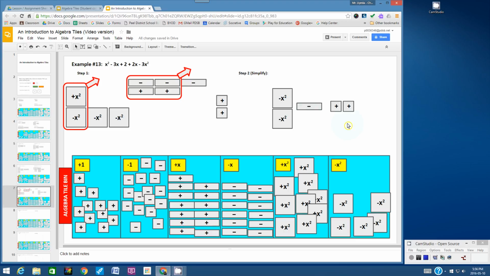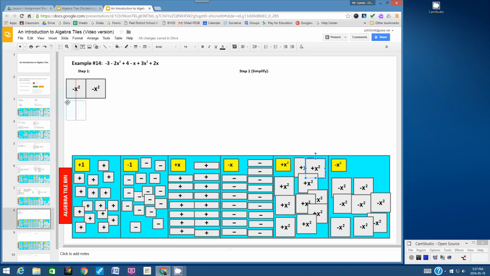Okay, so now that you know how to do that with step 2 with zero models, let's go on to slide 8, number 14. Again, always scan for any x squareds first. So I see that it has negative 2x squared. Okay. Now, are there any other x squareds? Yes, there are. There are 3 positive x squareds, or plus 3x squareds.